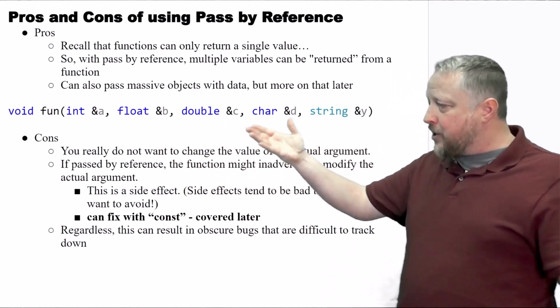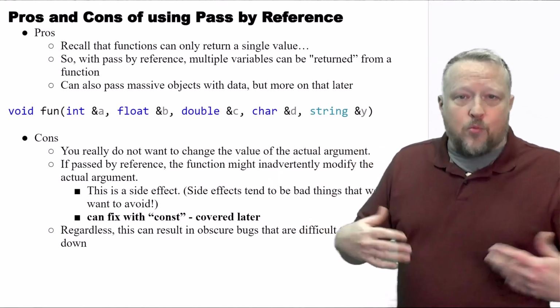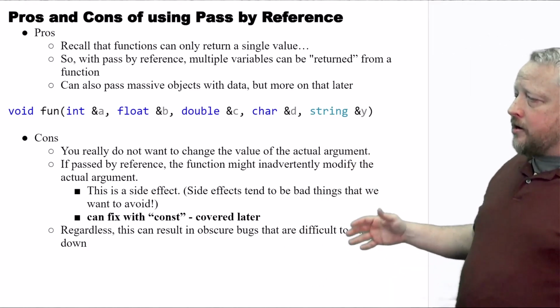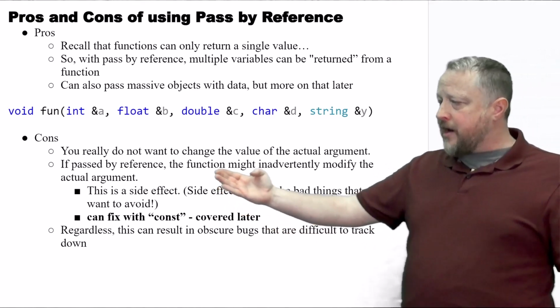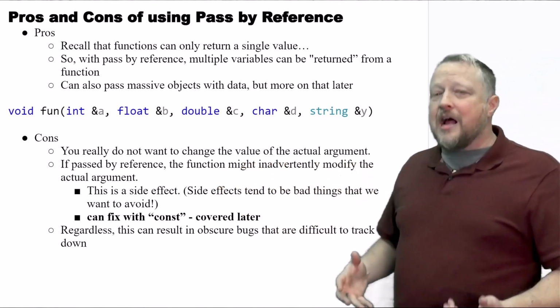But if there's any changes to any of these values, they're changed and they come back from wherever they were called, also changed as well. Now, there are definitely some cons to this. You really do not want to change the value of an actual argument. This is not the way to go.